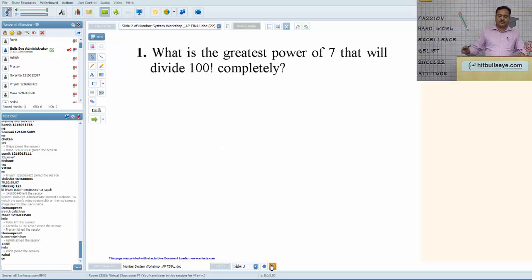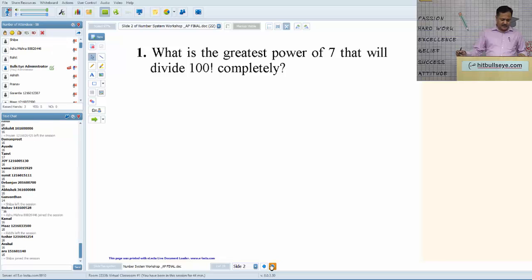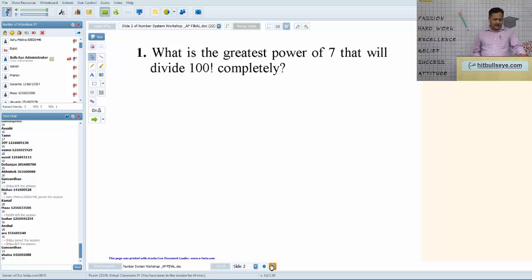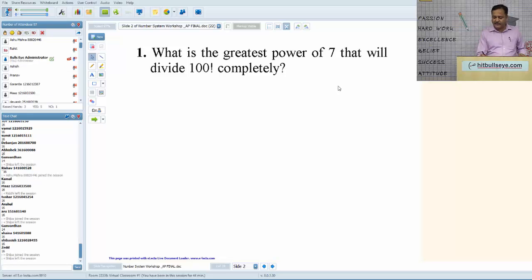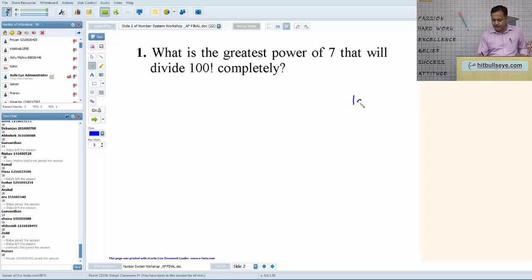Our first question is, what is the greatest power of 7 that will divide 100 factorial completely? So the answer is 16. Most of you said the answer is 16. So let us check the answer. We have to check the highest power of 7 in 100 factorial. What we have to do is write 100 and divide 100 by 7 successively till the end.